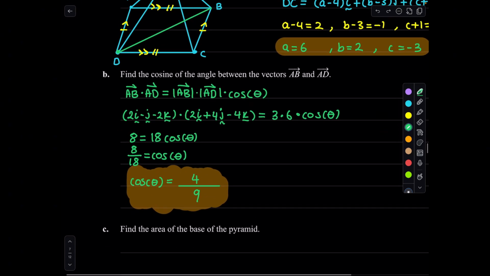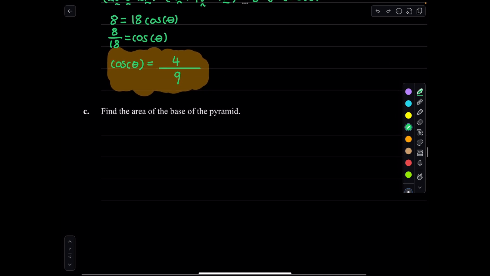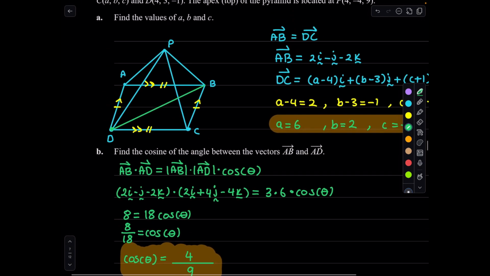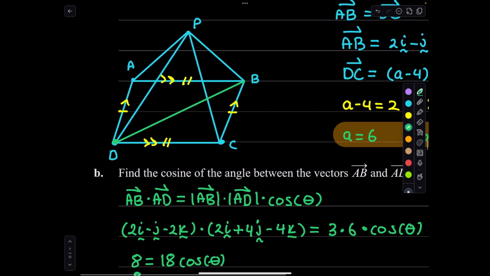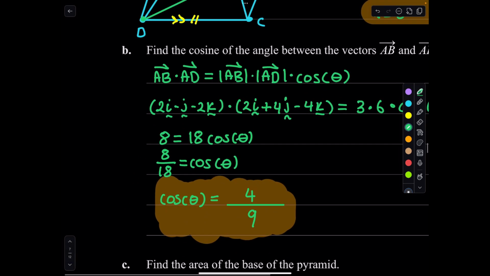Now, to find the area of a triangle, this is not a right-angled triangle, by the way. The area is half bc times sine A. It's in your formula sheet. We actually know this angle here, because we know the cosine is 4/9.